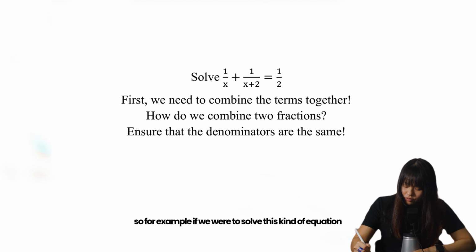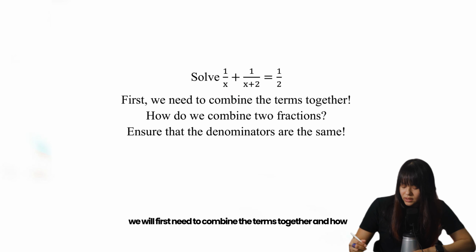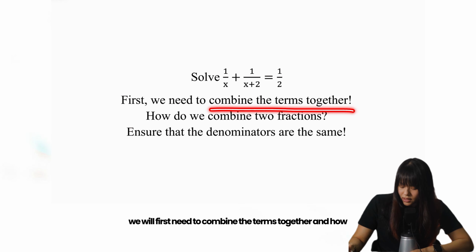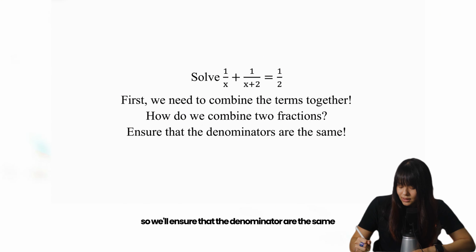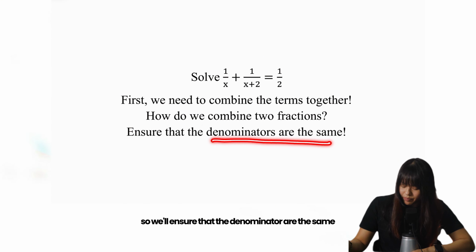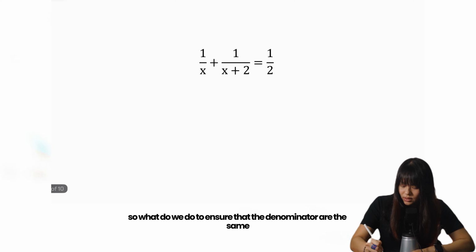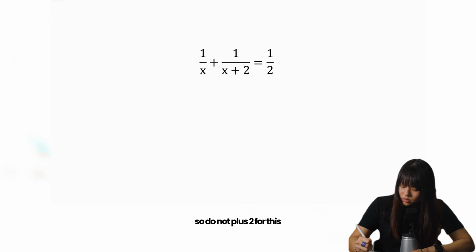So for example, if we were to solve this kind of equation, what do we do? We will first need to combine the terms together. And how? We'll ensure that the denominators are the same. So what do we do to ensure that the denominators are the same? If you recall, we need to multiply.